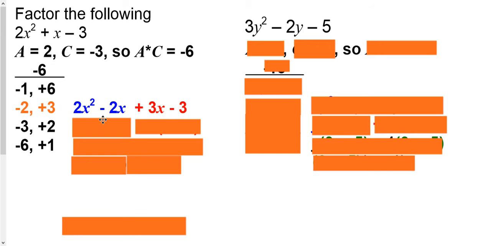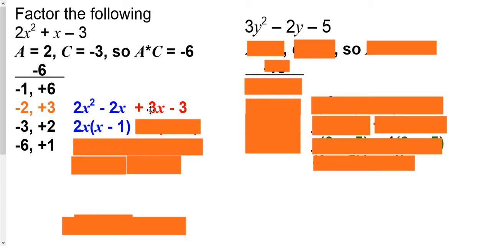So we look at the blue. What can I pull out of just the blue? Well, they both have a 2, and I can pull out an x. Then when I look at what's left after I factor that out, that would leave me with an x and a minus 1.